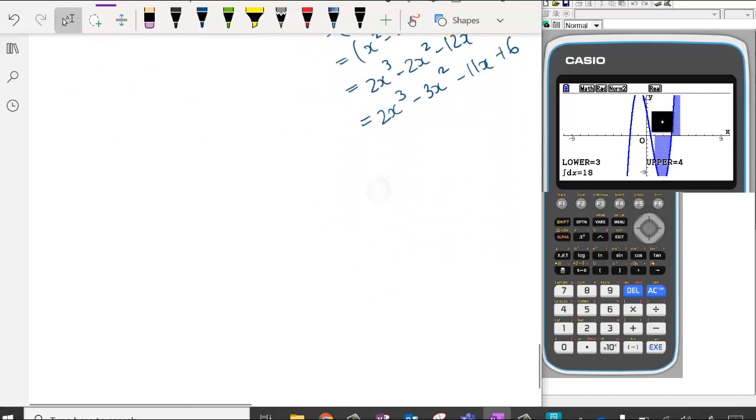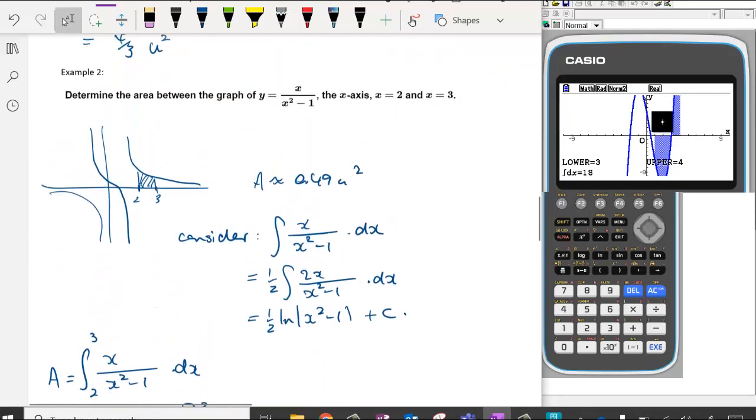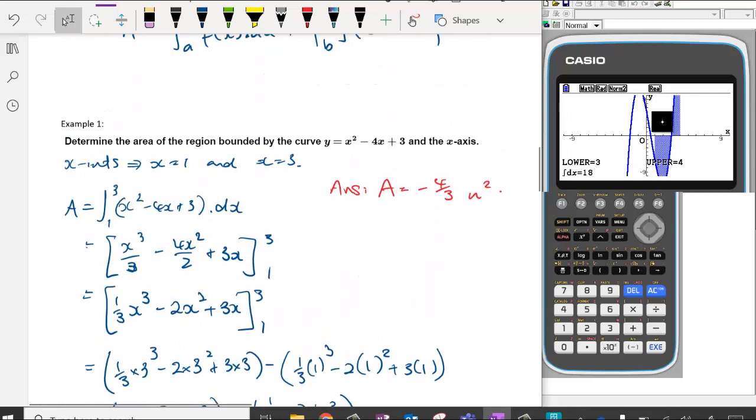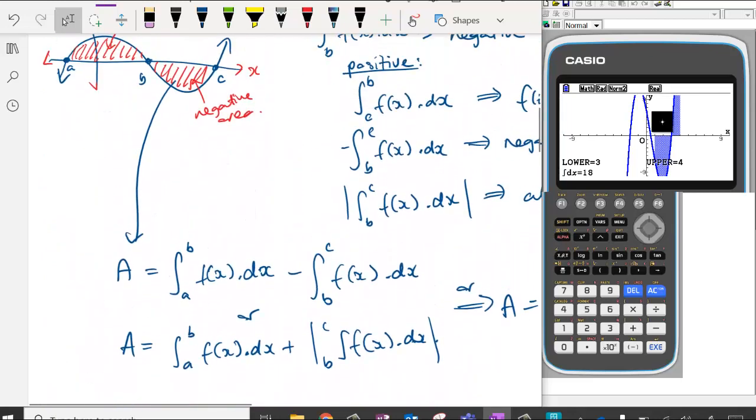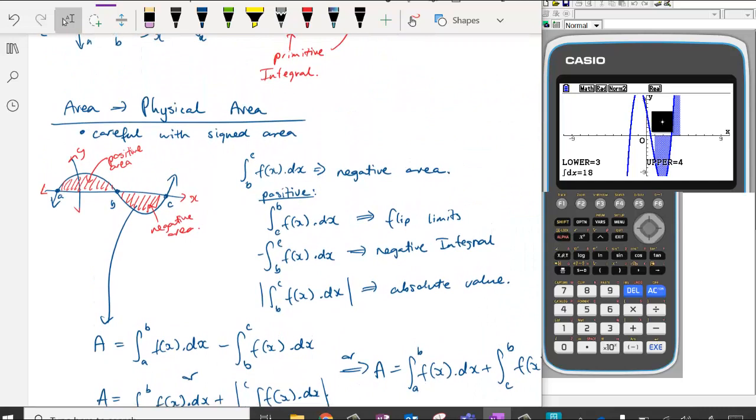Okay, so that concludes the lesson. It's a lot to review. It's pretty much all our basic understandings from methods. Make sure that you're comfortable with these processes, and in particular you're comfortable with breaking up into those physical areas, positive and negative, and addressing the sign of those particular sections.